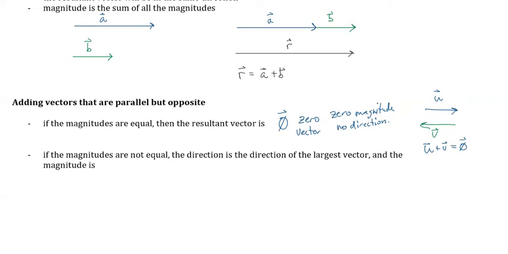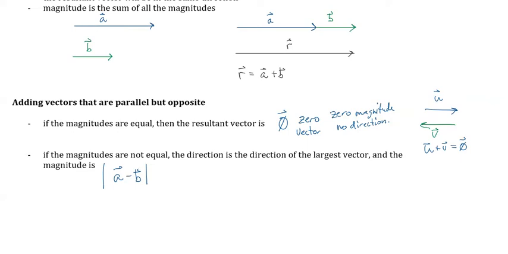This is like integers. 5 plus negative 7 has a value that's negative. And 5 minus 7 is negative 2, but you take the absolute value of that, right?